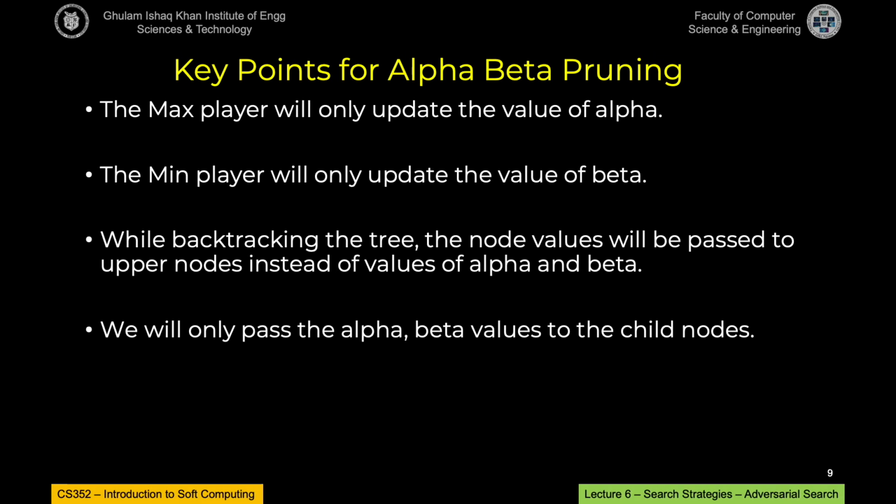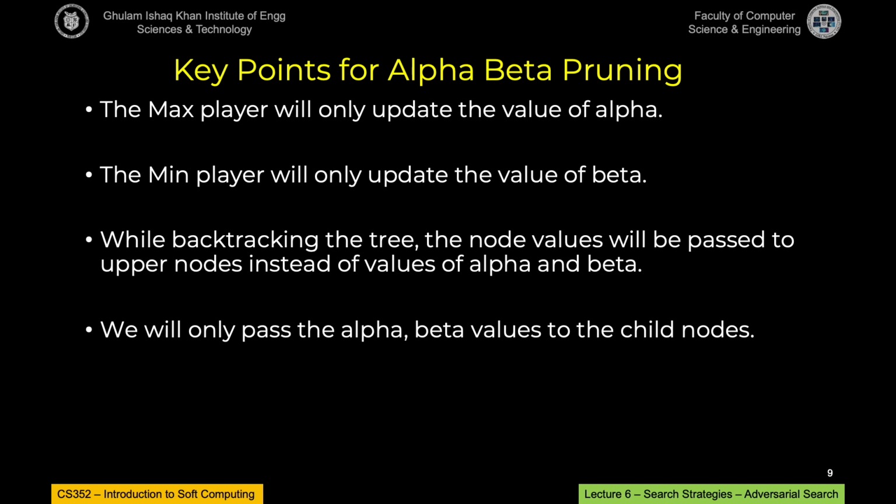So what are the key points for alpha beta pruning? First, the max player will only update the value of alpha. It cannot touch the value of beta at all. Second, the min player will only update the value of beta. It cannot update the value of alpha at all. So both players can only update their own specific variables.